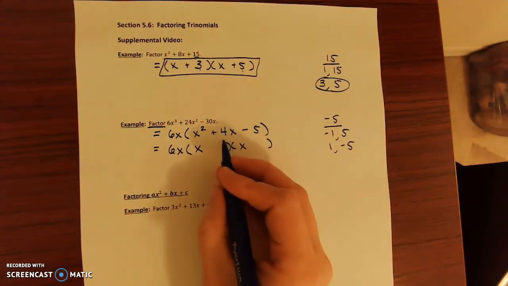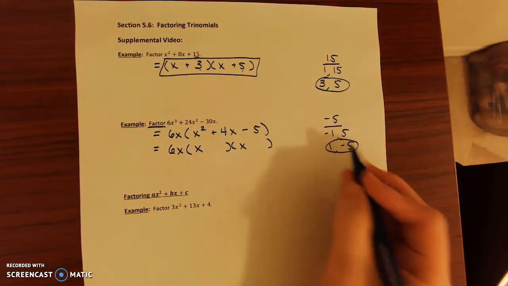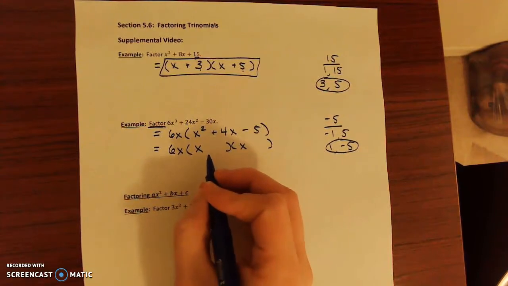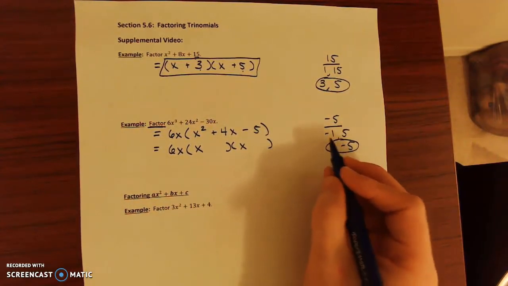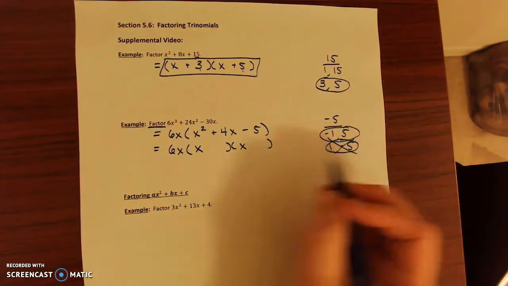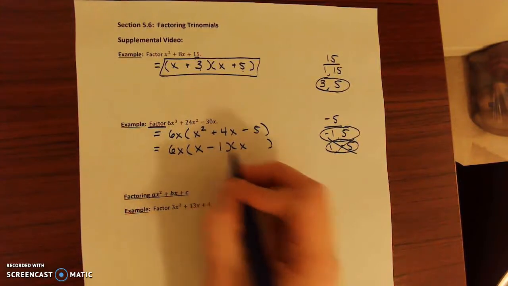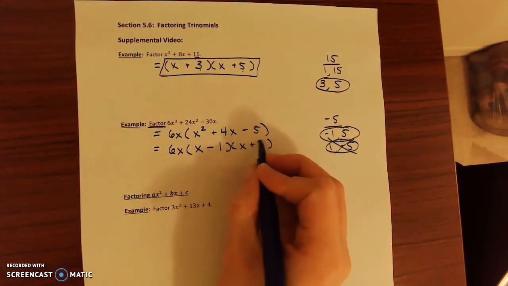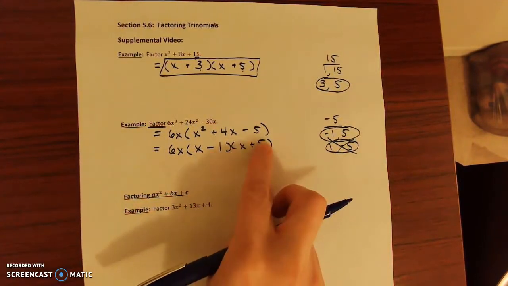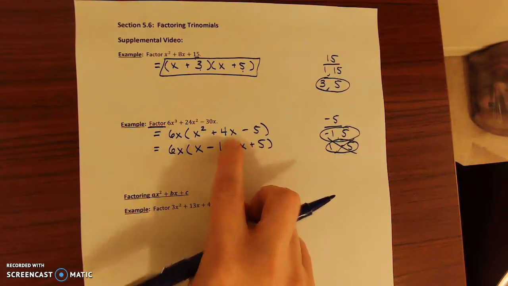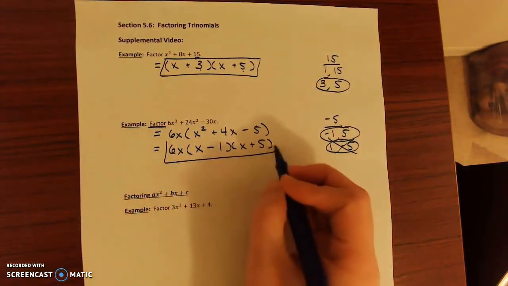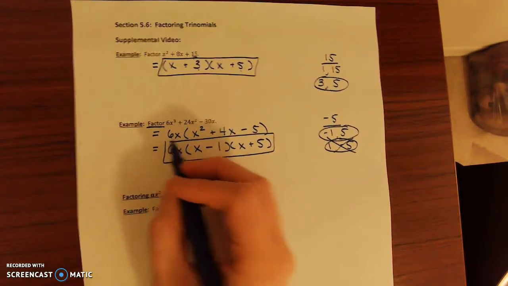Which ones add up to positive 4? Would it be 1 and negative 5? Nope, it would be negative 1 and positive 5. So you'd have x minus 1 times x plus 5. That way they multiply to negative 5 and add up to positive 4. Okay, so we're all done with that one.